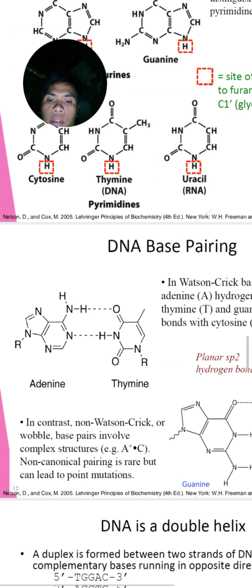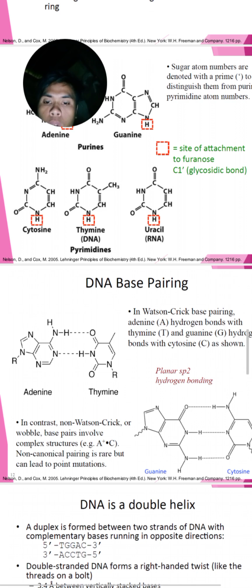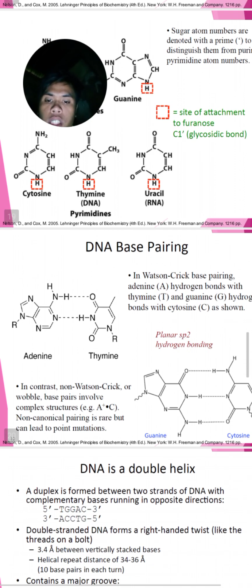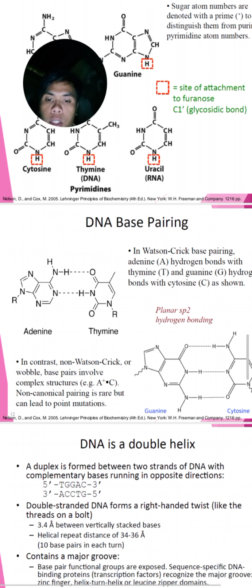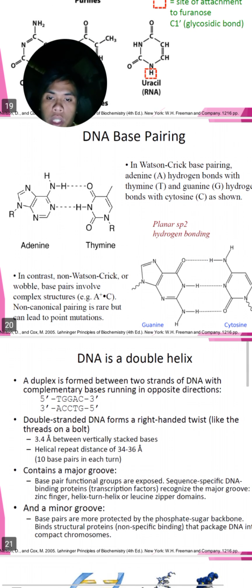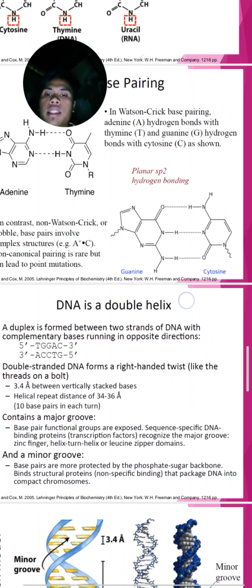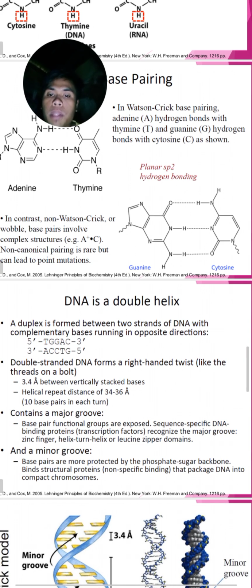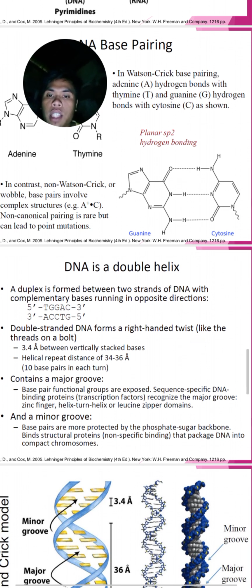In contrast, non-Watson-Crick or wobble base pairs involve more complex structure, for example A plus C. Non-canonical pairing is rare but can lead to point mutations. DNA is a double helix. A duplex is formed between two strands of DNA with complementary bases running in opposite directions, which is thymine with adenine, and guanine with cytosine.